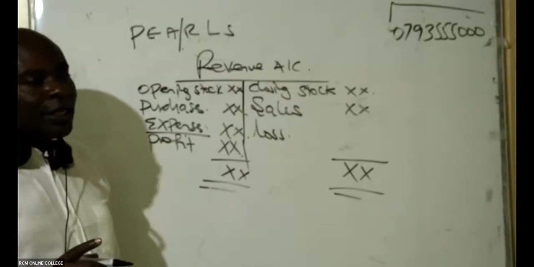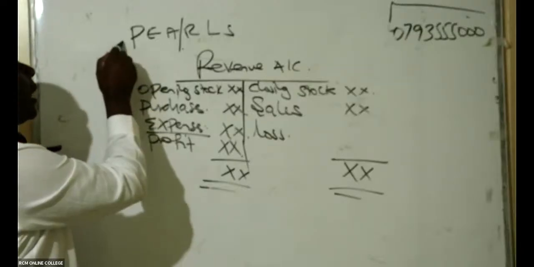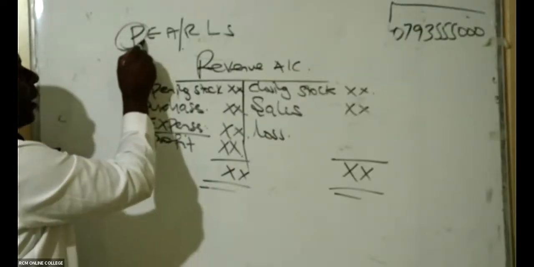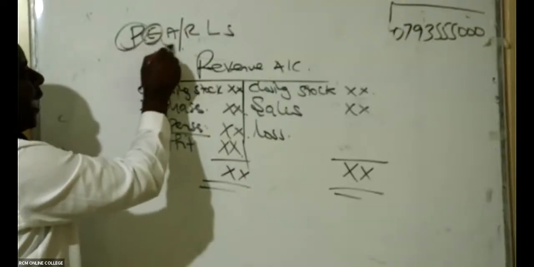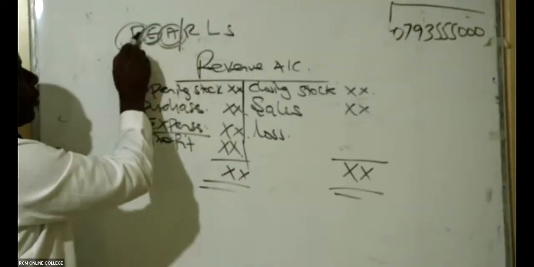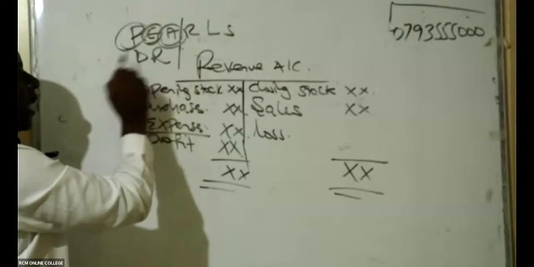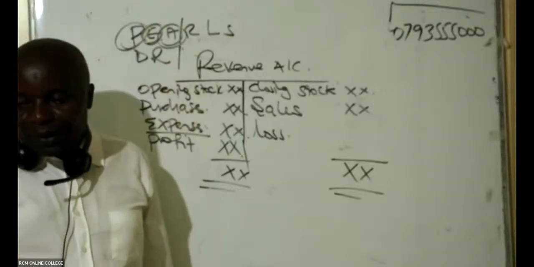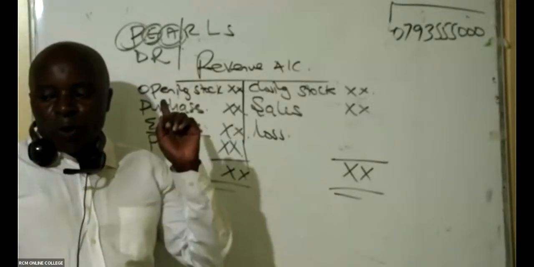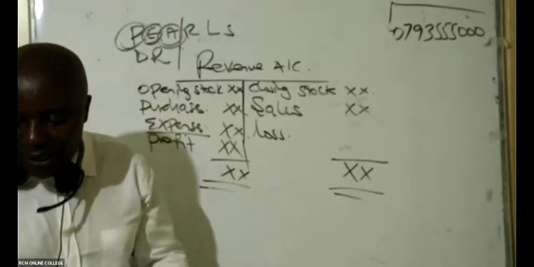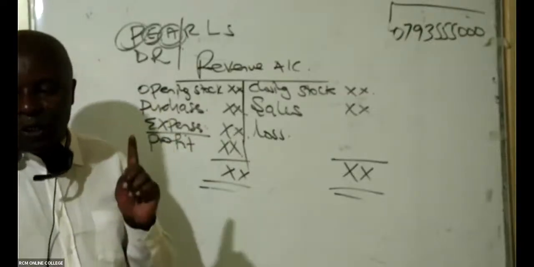And if you remember these pairs, this stands for purchases, expenses, assets. Please write that down. So these are purchases, expenses, and the assets. They shall always be debited whenever they increase. Whenever they increase, you shall always debit.